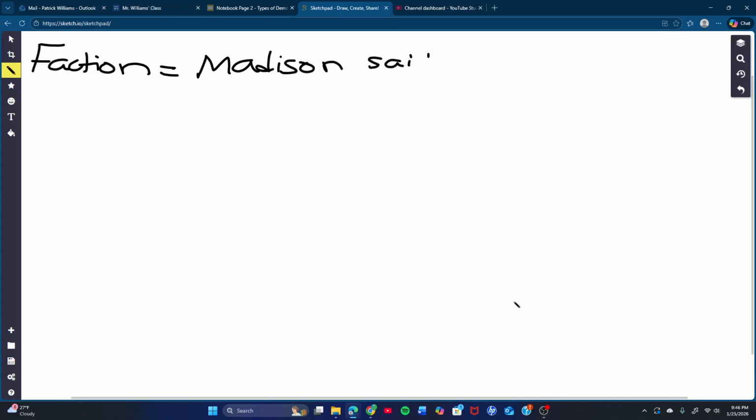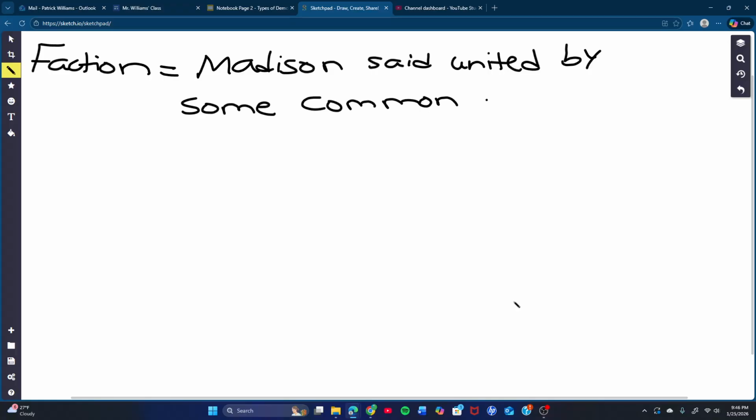Madison said they're united by some common interest. So there's a common interest that they are bound by, or united by, right? But through that common interest, it's adverse to the rights of other citizens, or the overall good. Think of it as an interest group that might hurt others to help themselves, right? That's what a faction is.